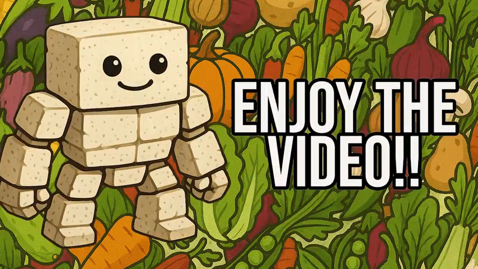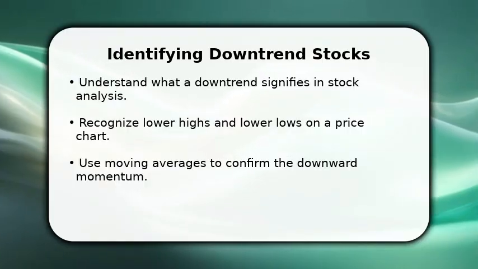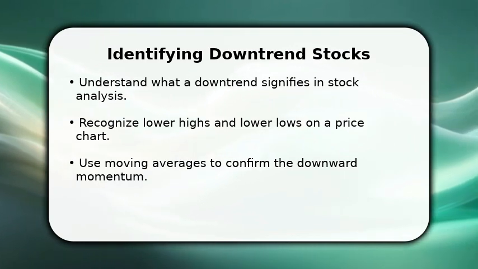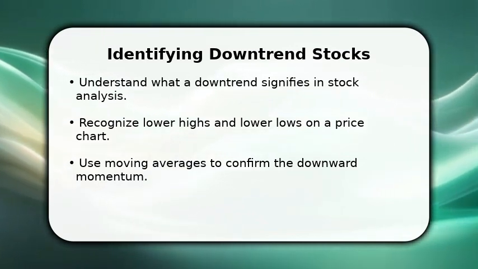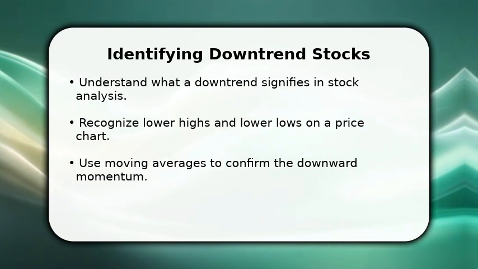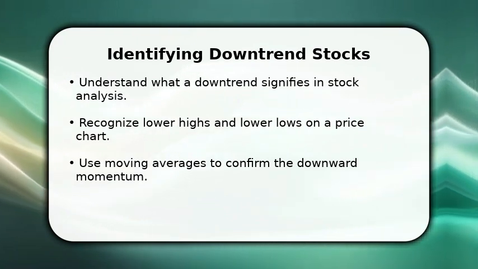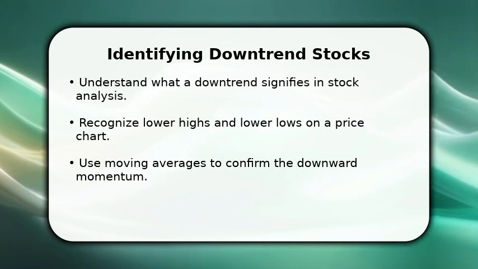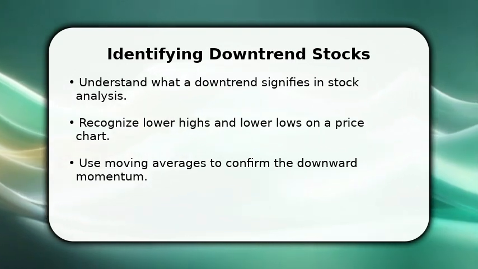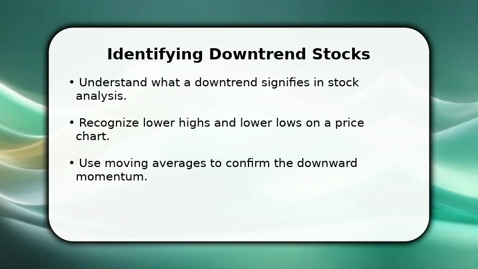Please enjoy the video. In this video, I will explain how to find downtrend stocks. First, understand that a downtrend indicates a period where a stock's price is generally declining. Look for a pattern of lower highs and lower lows on the price chart. This visual cue is fundamental.